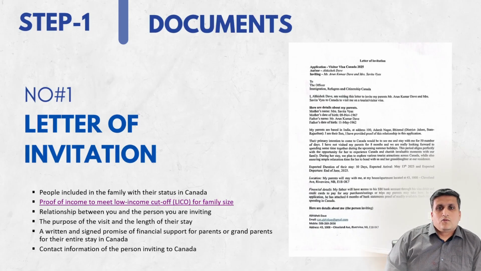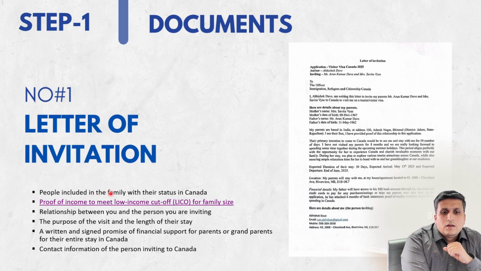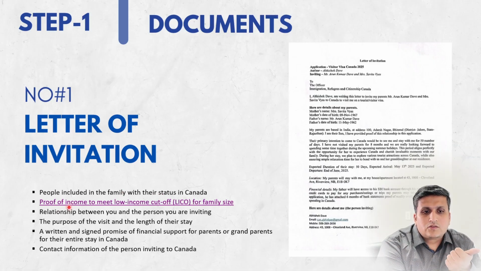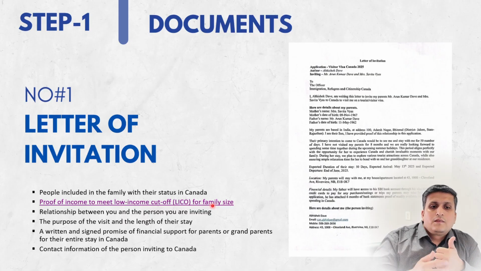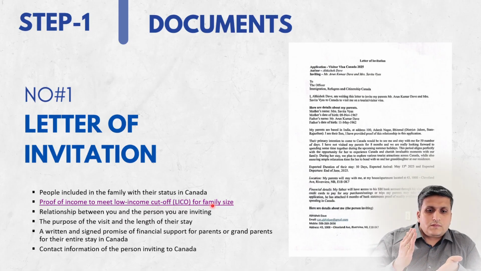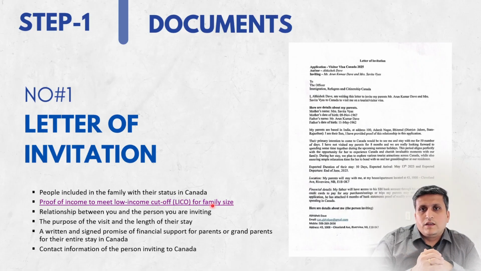So the first and most important document is the letter of invitation. First we need to include the family members that are already in Canada and what their current status is. Are they citizens of Canada or permanent residents of Canada? Second, we should mention meeting the low income cutoff criteria. Here you can mention that my annual income last year was this and my spouse's annual income last year was this, and as a total family income we exceed the low income cutoff criteria.